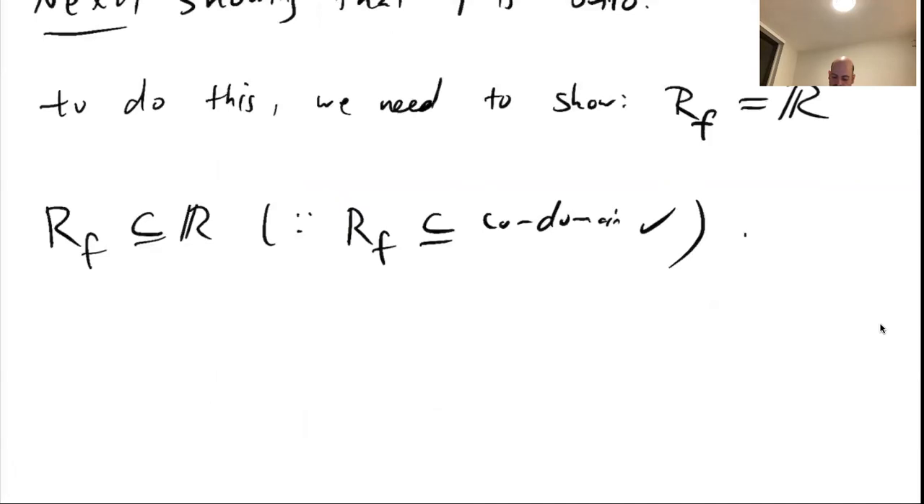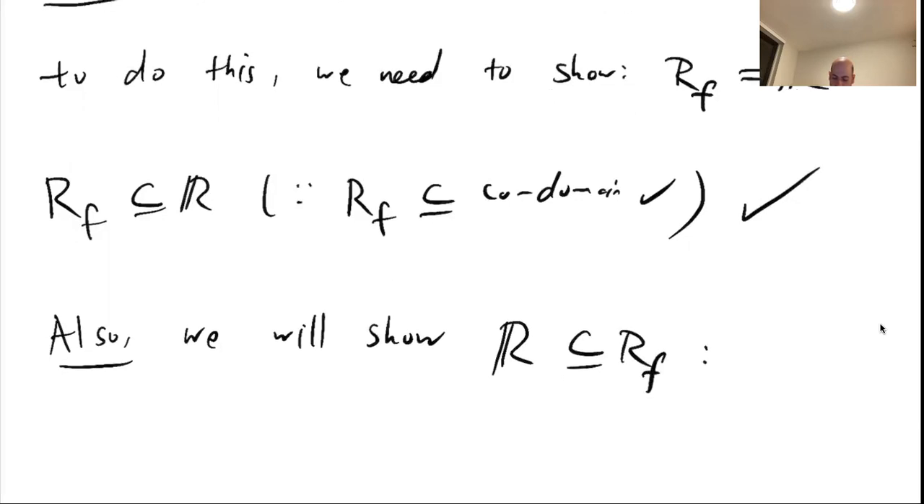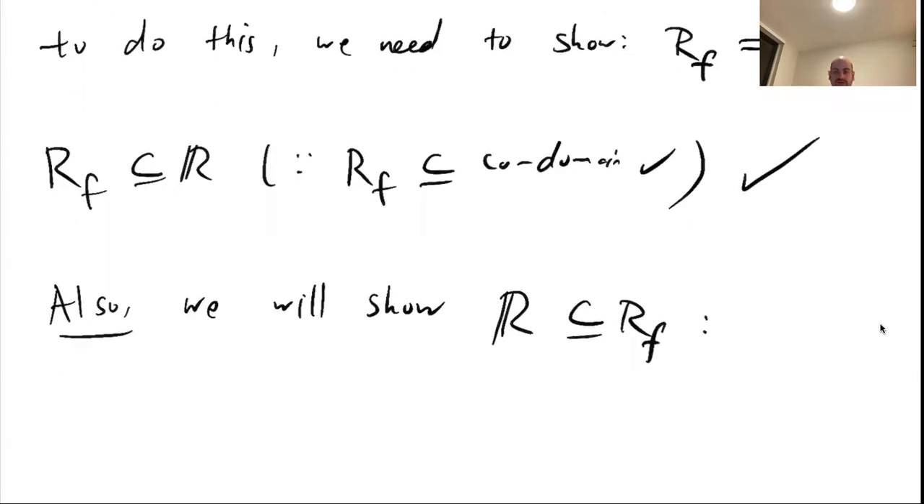I need to show this, so this part is okay. Also, we will show that R is a subset of range of f. This is, like I said, whether codomain is also a subset of range. If yes, the function is onto. If no, the function is not onto. So how can I show that R is a subset of range of f here? So taking elements, right? Next we'll show this.